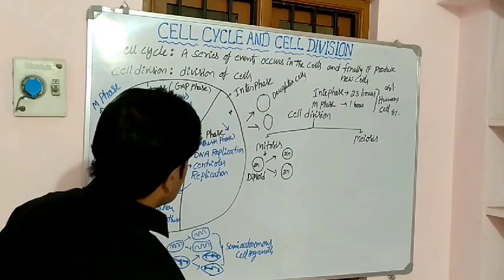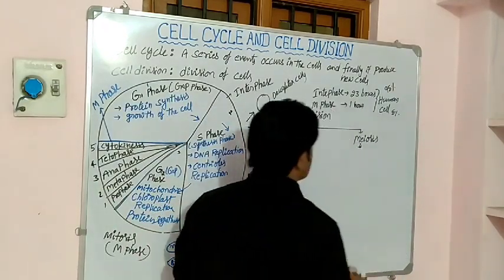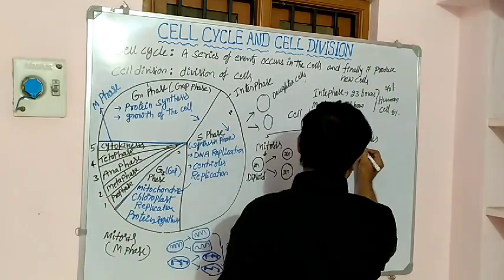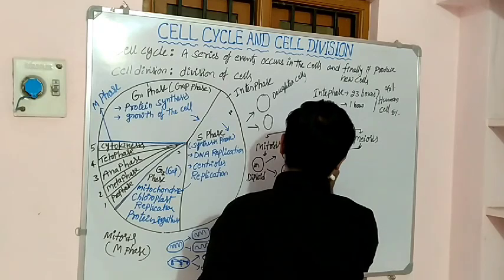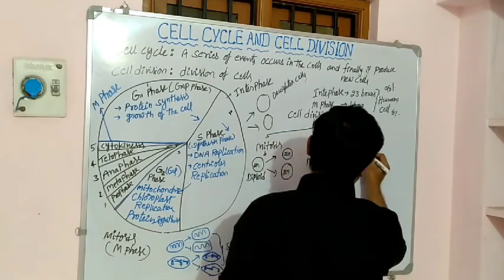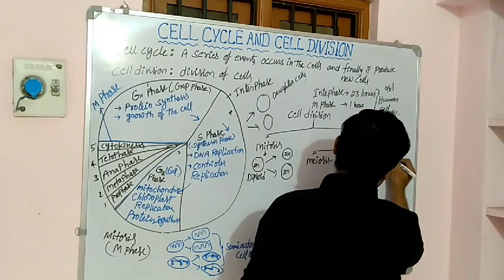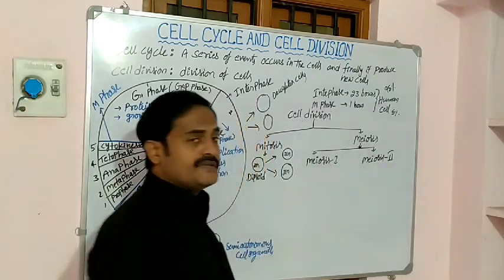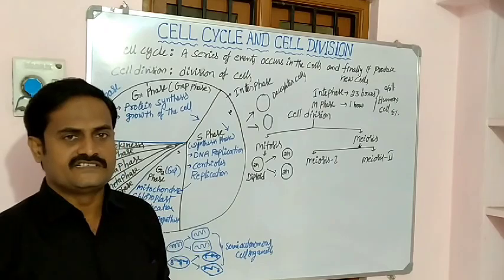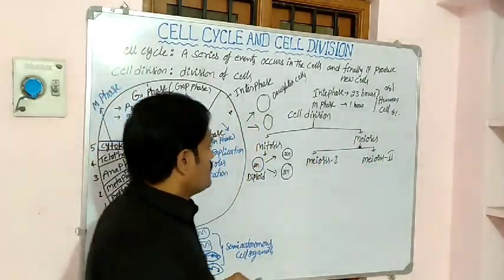Okay. Now coming to meiosis. Meiosis is not a single process. It also consists of two subphases. What are they? Meiosis 1 and meiosis 2.